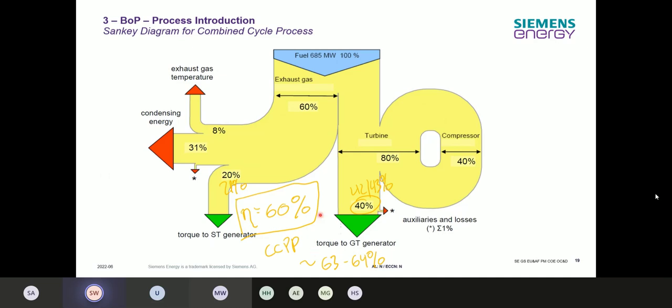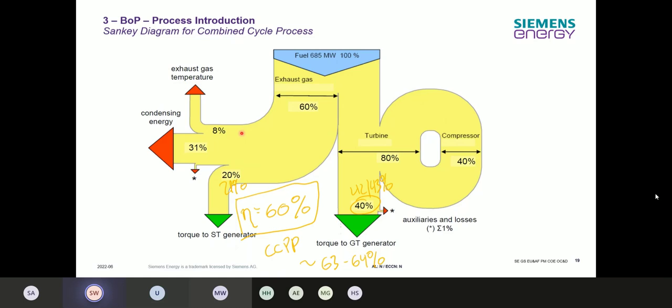Yeah, and this is the goal at the moment. Of course, the higher the efficiency, the more electricity you're getting for the gas or oil you're paying, and this is of course the goal. So 20% here to steam turbines, 40% to the GT generator, and then we have still here, let's say 40%, which are at the moment not used.